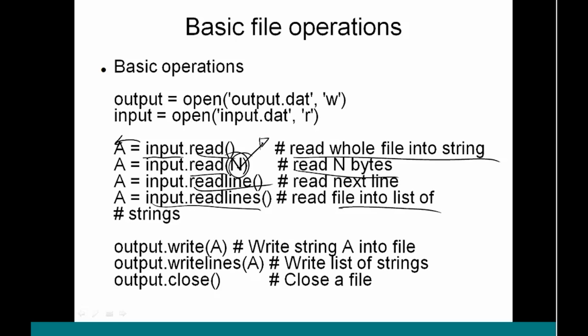And then similarly for writing some output, we use output.write, and if we specify the string A, then the string A is written into the file. And then we can say writelines A to write a list of strings into the file, and we use the close function, output.close, to close a file.